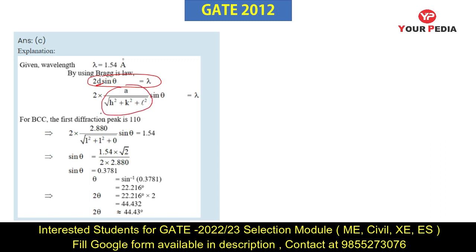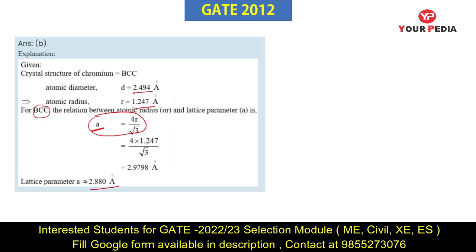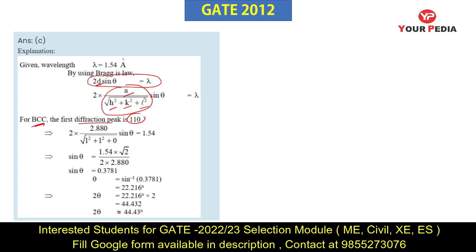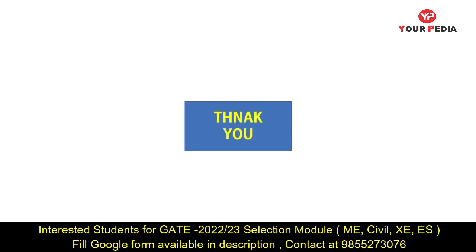Now for BCC, the first diffraction peak will be at 110. You have to remember this. After putting h equal to 1, k equal to 1, l equal to 0, and a, which we calculated in the previous question, as 2.880, with lambda given to you, you can calculate theta. Then multiply theta by 2: 22.216 into 2 is 44.43 degrees. So friends, these are the questions from GATE 2012 in XE material science.